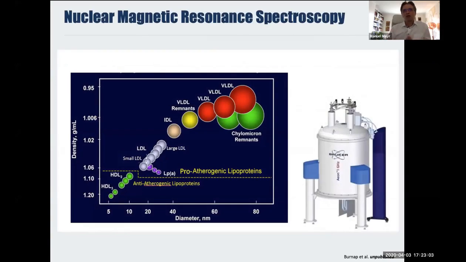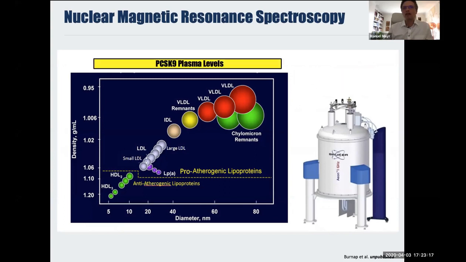Now, in the Bruneck cohort, we also performed nuclear magnetic resonance spectroscopy, again using these magnets to separate lipoprotein particles by their size. But we then did one additional correlation where we looked at the association of these lipoprotein particles with plasma PCSK9 levels. And this revealed some very surprising associations.